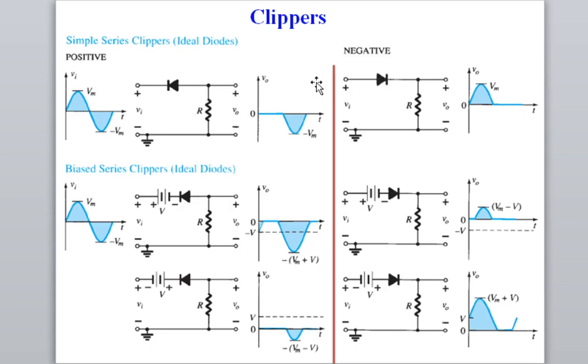This is the example of the positive clipper. Okay, and similarly you can do it for the negative clipper. So this is the simple circuit, positive and negative clipper. Similarly, if you have a biased series clipper, where I have applied some bias voltage, power supply, plus minus and plus minus, so series clipper with positive and negative clipping.